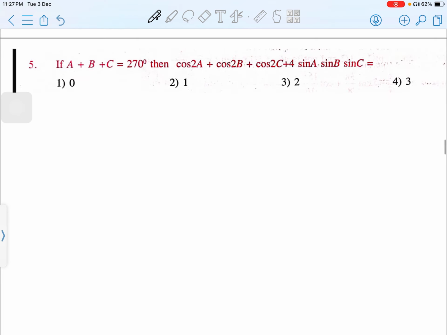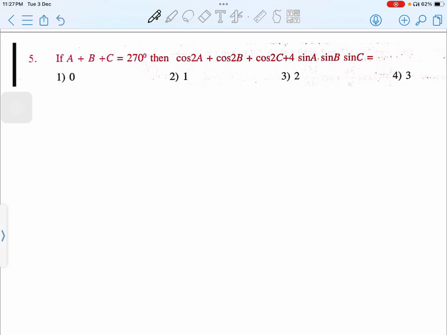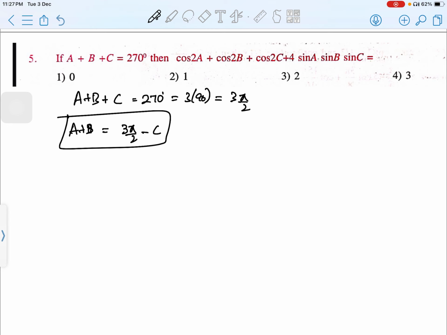So the fifth one, they gave a plus b plus c equals 270. 270 means 3 into 90, it's 3 pi by 2. Means a plus b is nothing but 3 pi by 2 minus c. Very, very important result. We will use it inside, okay? So let's start with cos of 2a plus cos of 2b plus cos of 2c plus 4 times sin A, sin B and sin C.